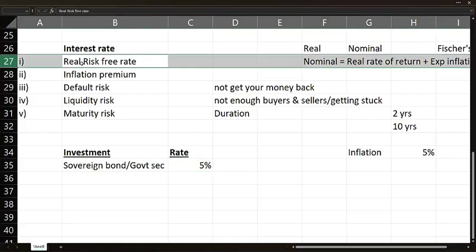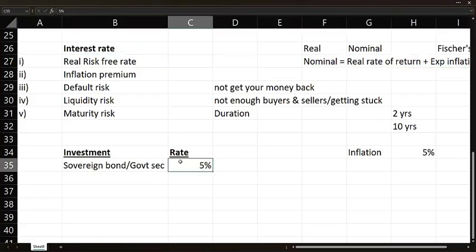That is your real risk-free rate of return. So let's say the breakup is that the government is offering me 2% as the real risk-free rate for investing in this security. That is what you earn. And the remaining 5% is just your inflation premium. The total that you see is 7%.